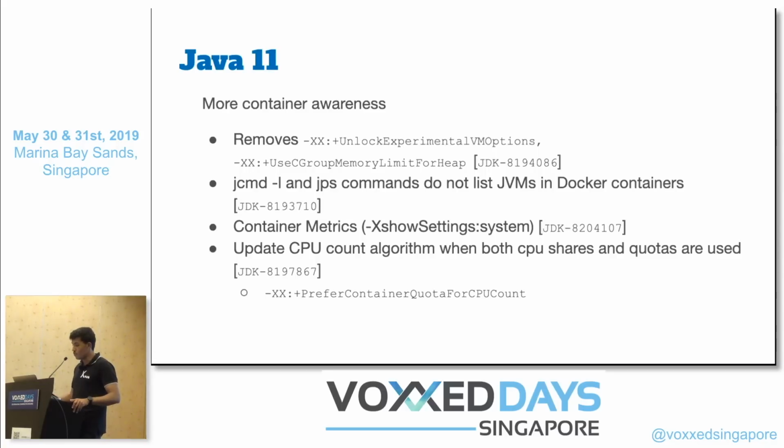In Java 11, more features have been added, like the container metrics and a new option to fix an underutilization issue, which is the preferred container quota for CPU count. This feature was specifically added to fix an underutilization issue that appeared with Kubernetes with the new formula of CPU calculation introduced in Java 10.